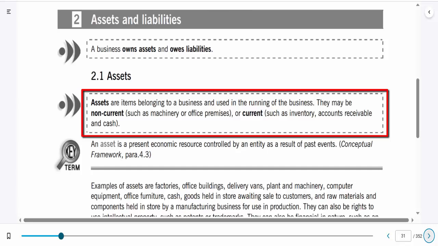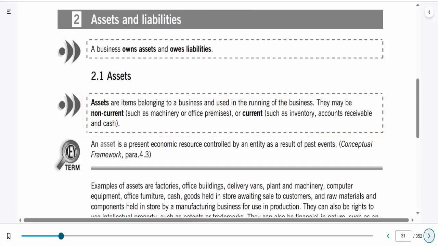Imagine if you were starting your own business. You would need things like a computer, maybe a car, cash, or even some goods to sell. All these things would help your business operate and grow. Those items would be your assets. Two types of assets. There are two main types of assets.